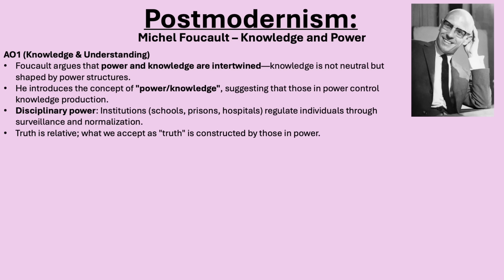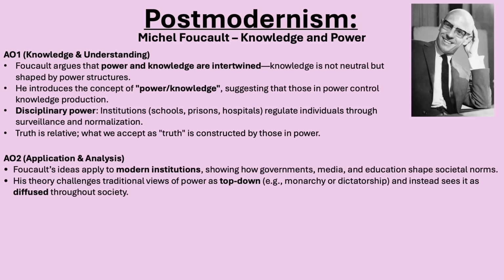So Foucault argues that power and knowledge are intertwined. Knowledge is not neutral but shaped by power structures. He introduces the concept of power and knowledge, suggesting that those in power control knowledge production. Disciplinary power is institutions such as school, prisons, hospitals that regulate individuals through surveillance and normalisation. The truth is relative, and what we actually accept as a truth is constructed by those in power and what they want us to believe.